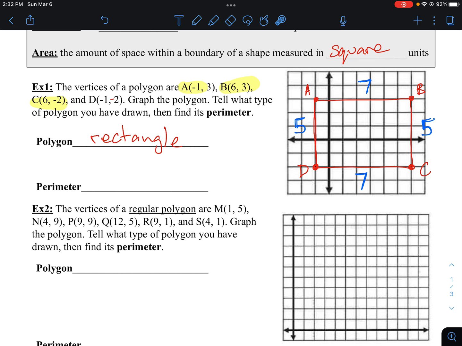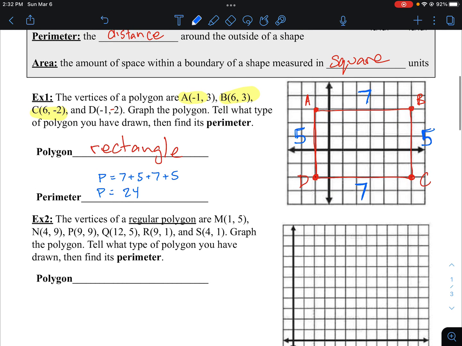All right. So the perimeter is just 7 plus 5 plus 7 plus 5, right? It's just add all those up. And once you add them all up, you find that it is 24. 24 what? Well, we don't know. It doesn't say centimeters or inches or miles. So we use the word units, or we can just use the letter U. But 24 units is the perimeter. Not unit squared, because we're just asking about the perimeter.